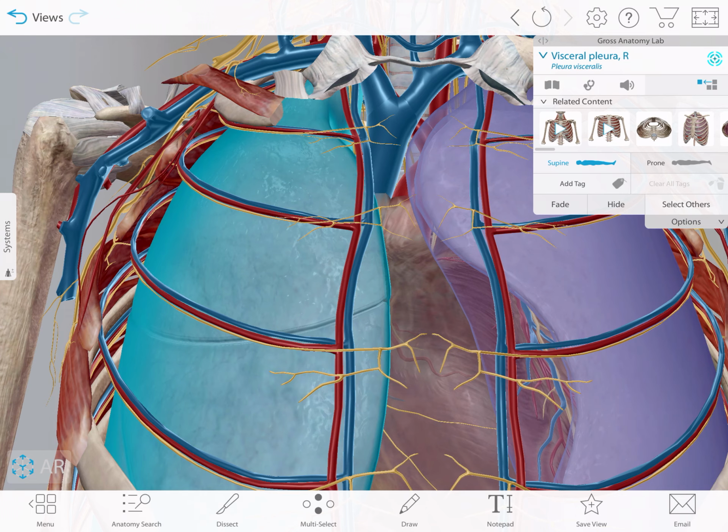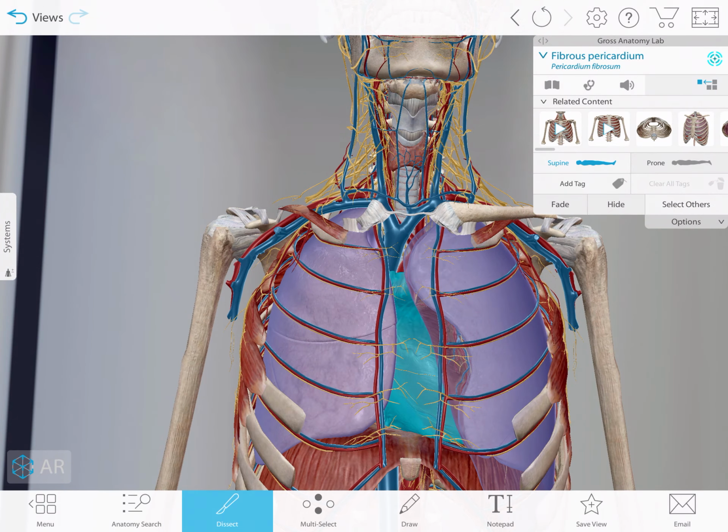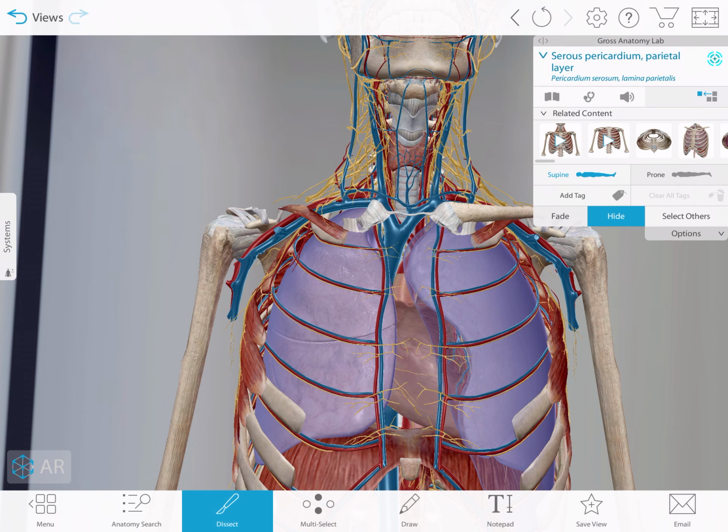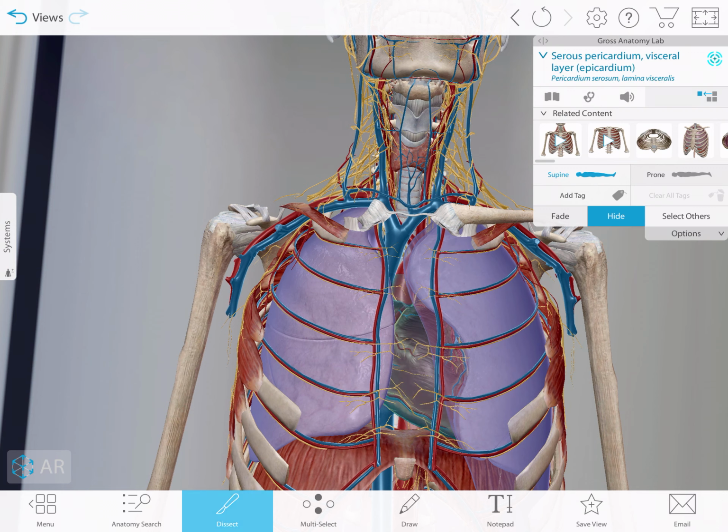If we go over here and remove the heart, just move a portion of the heart. That'll get us a little bit clearer.